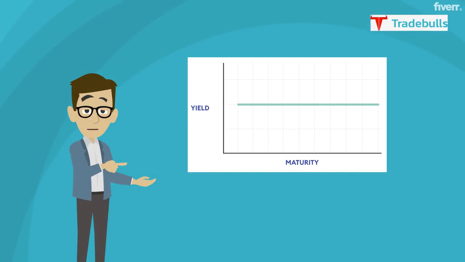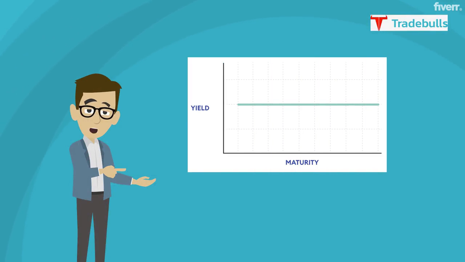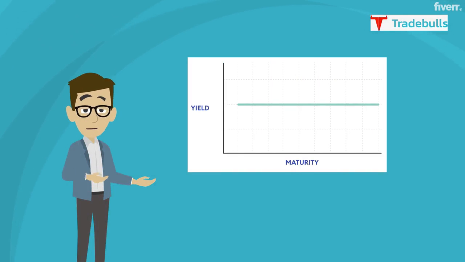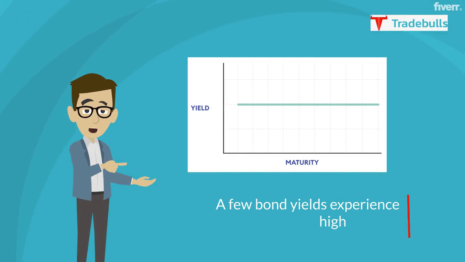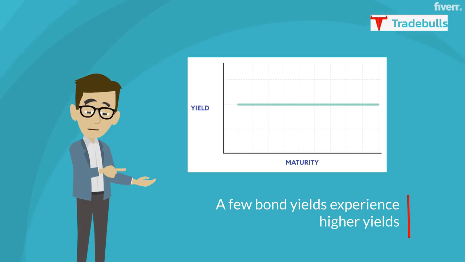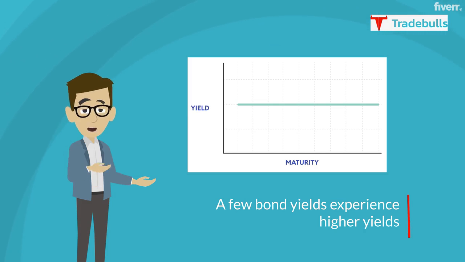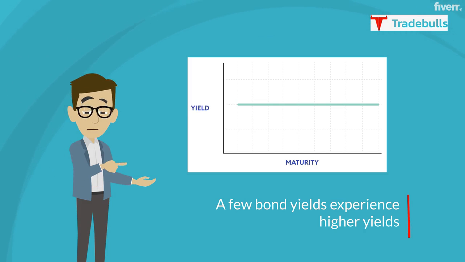In this type, the slope of the curve is flat, hence the name flat yield curve. The yields are the same across all the maturities. Although a few bond yields experience higher yields, such kind of situation implies a higher uncertain environment. This yield curve can also come at the end of higher economic growth.